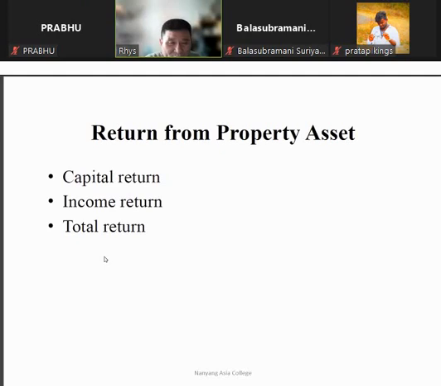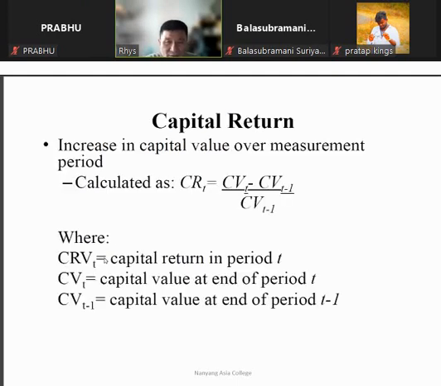Capital return: how much you throw into the investment, how much income return you're going to see, and what the total amount is. Okay. So this is the formula. CRT equals (CVT minus CVT-1) over CVT-1. All right. So CRT is the capital return in period T. CVT is the capital value at the end of the period. And CVT-1 is the capital value at the end of the previous period. Okay.